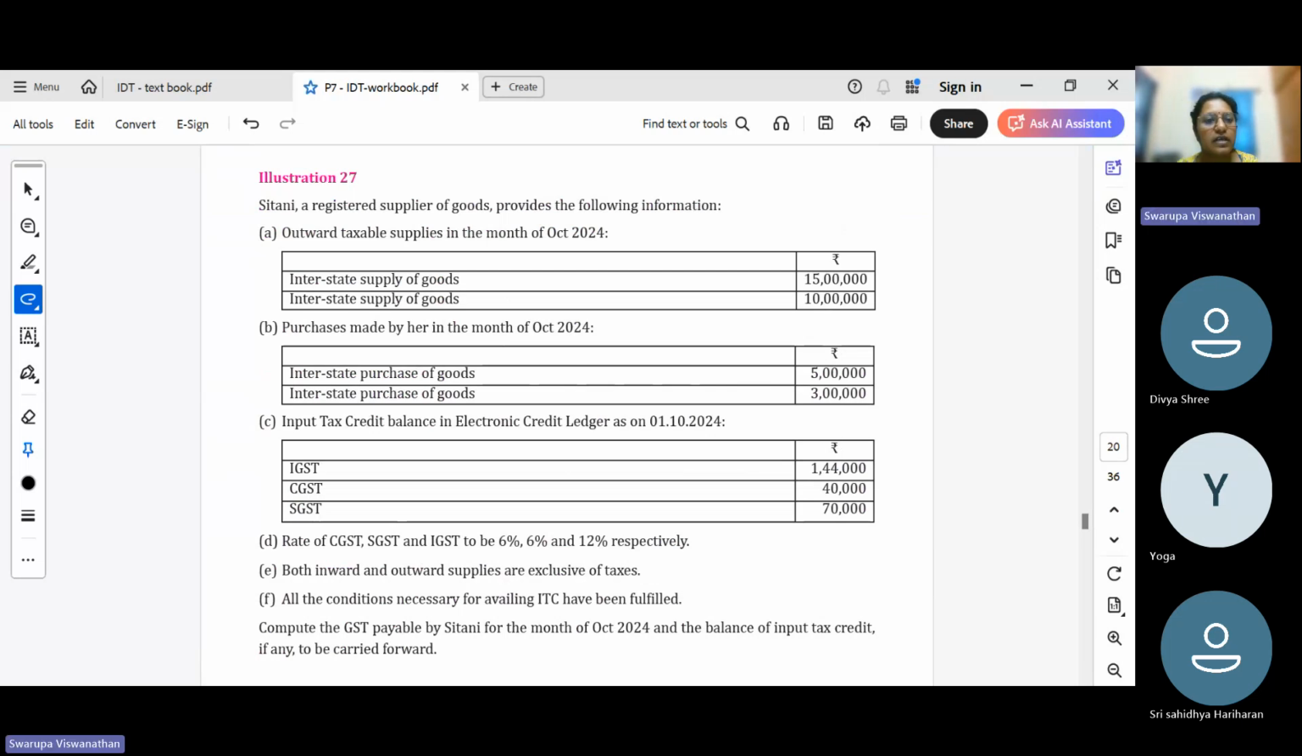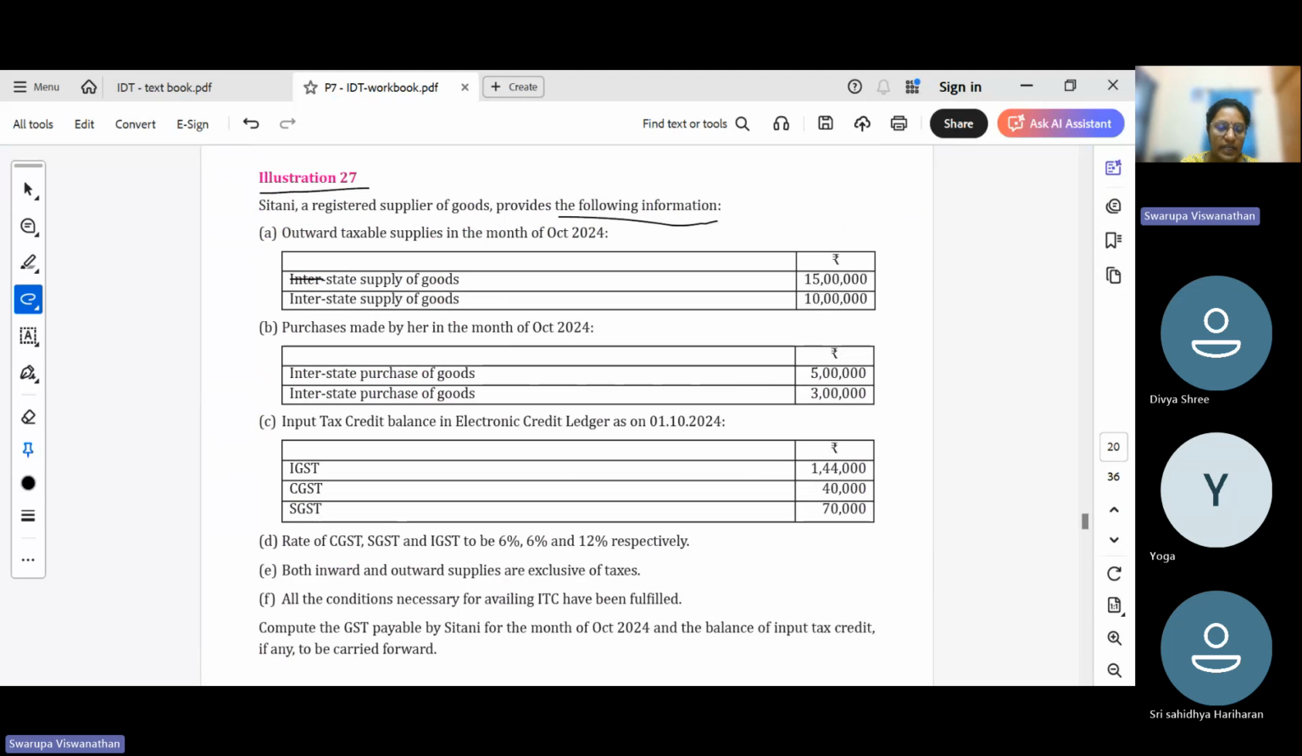Then we'll see illustration 27. Sitani, a registered supplier of goods, provides the following information. Interstate supply of goods and, I think this should be intrastate then. Interstate supply of goods 15 lakhs, intrastate supply of goods 10 lakh. Purchases made, interstate purchases 5 lakh and intrastate purchase of goods 3 lakh.